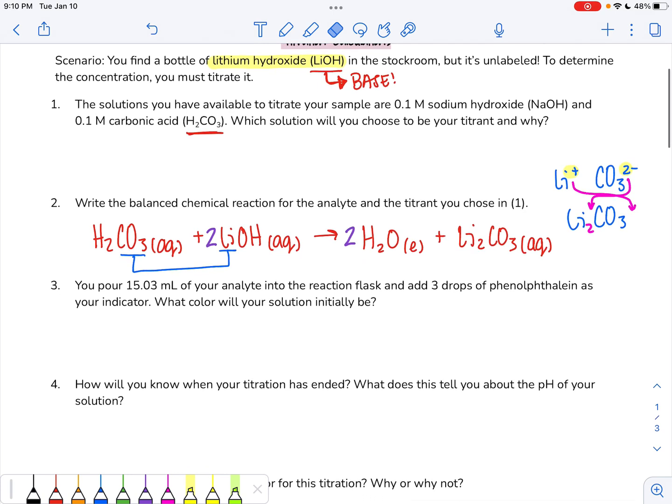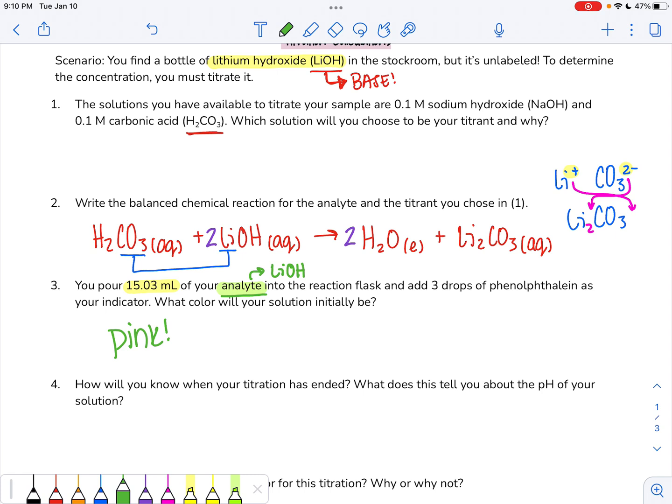Okay, so now it's time to start preparing our titration. We're going to pour 15.03 milliliters of our analyte into the reaction flask and add 3 drops of phenolphthalein as the indicator. So what color should our solution initially be? Think about what our analyte is, the stuff that's inside of our reaction flask. We said our analyte was lithium hydroxide. So lithium hydroxide is a base. If you add phenolphthalein to a base, what color should you see? Pink. Phenolphthalein appears pink in basic solutions.